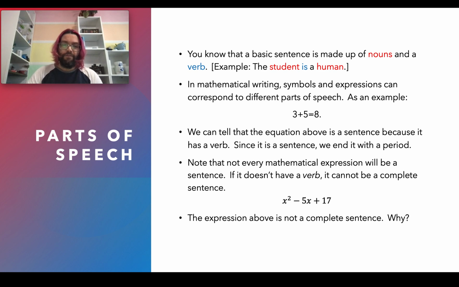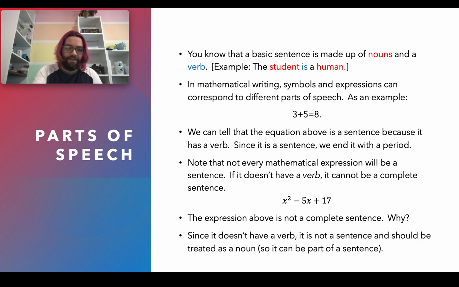Okay, so I just realized I did my presentation there a little bit out of order. Hopefully you understand why that thing is not a complete sentence. If not, I hope you'll write that down as a question and let me know. And then again, I did my presentation out of order. Since this thing didn't have a verb, it doesn't have an equals or a greater than, or it's not part of a larger sentence, it has to be treated as a noun. It's going to be treated as a part of some other thing. It's not like that's bad and we can never write that in a paper, but that needs to be part of a larger sentence.